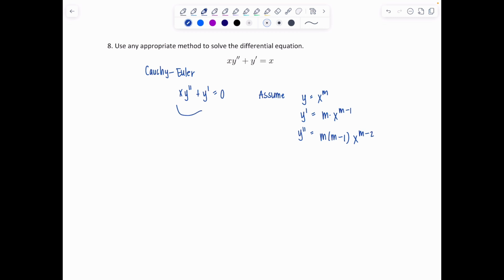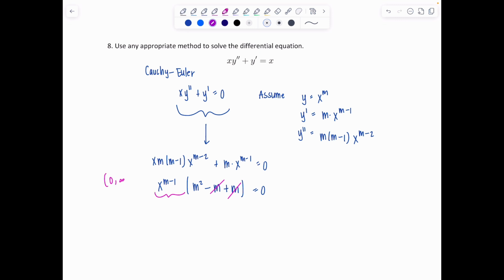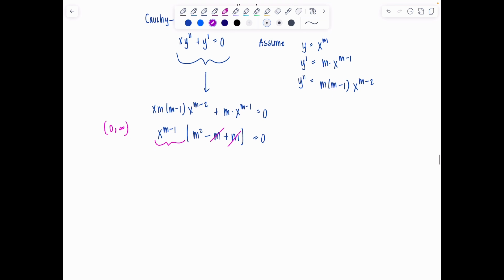All right, substituting all that in, we'll have x times m times m minus 1, x to the m minus 2, plus m times x to the m minus 1 is 0. Now I'm going to factor out x to the m minus 1, and then we'll have m squared minus m plus m is 0. So these cancel. I'm going to assume x isn't 0, so we'll choose the interval for our solution to be 0 to infinity. So we're just left with m squared is 0. So m is 0, 0, a repeated root.